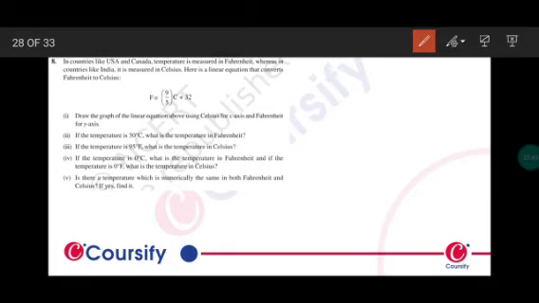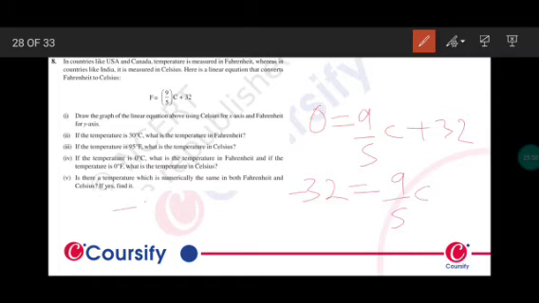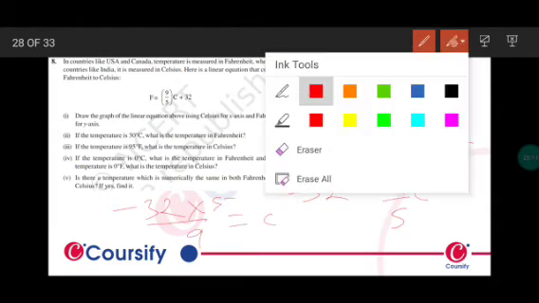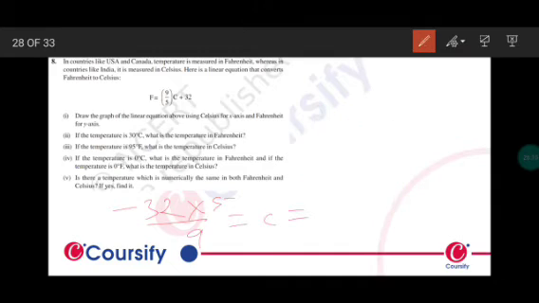When F is 0, this equation will become 0 = 9/5 C + 32. So minus 32 = 9/5 C, and minus 32 into 5 divided by 9 is equal to C. So C will come out to be minus 17.78 degrees Celsius.